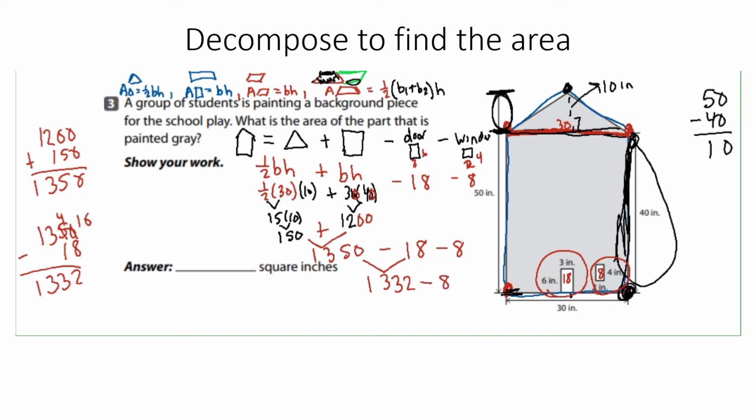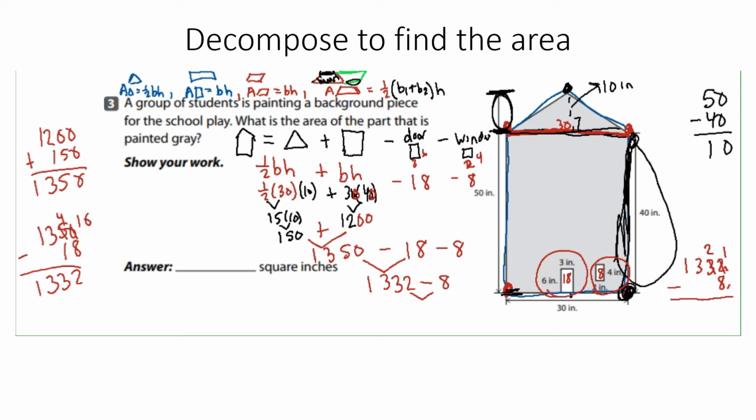Why do I take away the window? Because I'm not painting it gray. So I'm going to do 1,332 minus 8. Wait, I have to align my place values and decimals. If I were to put a decimal, it would be here. All right, so I'm going to borrow from this 3. This 3 is going to become a 2.